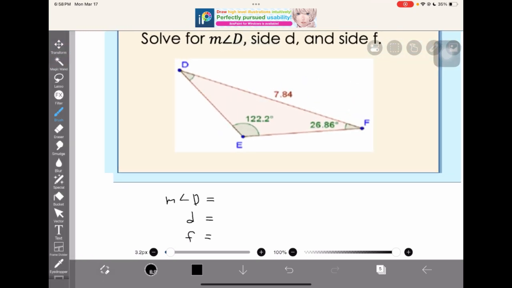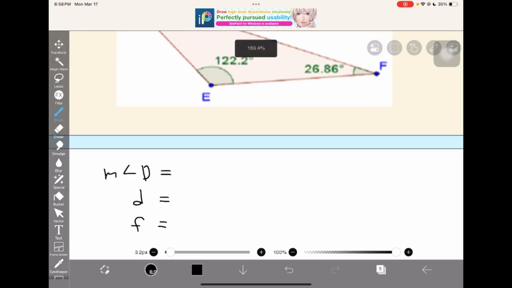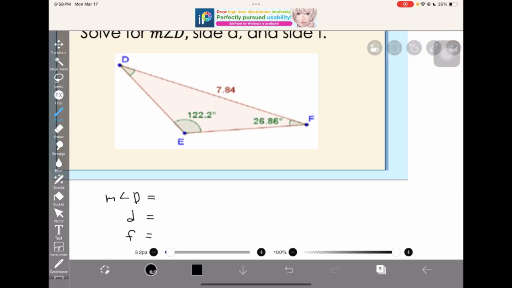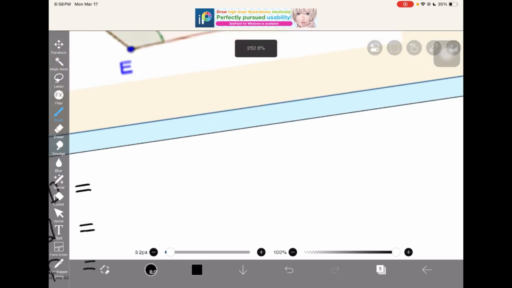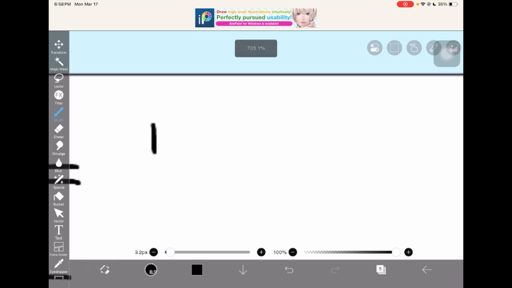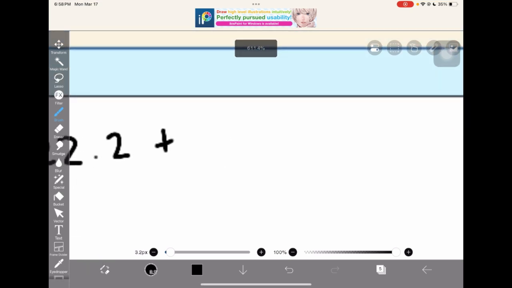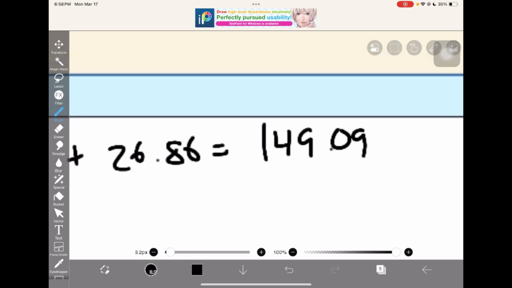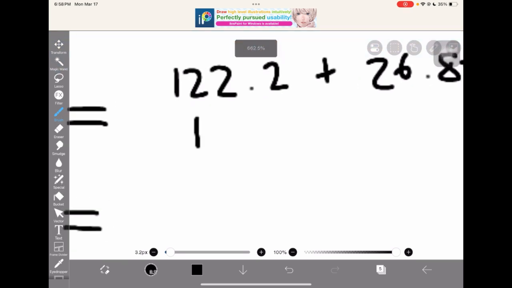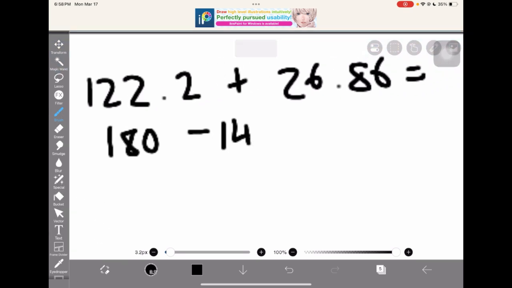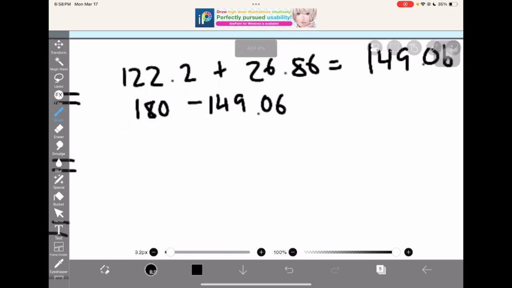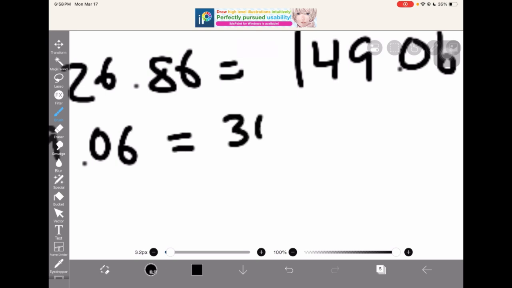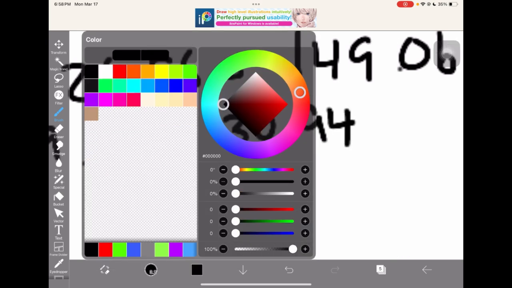First and foremost, let's start with the obvious once again. We can use the properties of a triangle to find angle D. So we do 122.2 plus 26.86. That's going to be equal to 149.06. Let's write that down. Then we just do 180 minus 149.06 to find our answer. That's going to be equal to 30.94. And that's our answer.